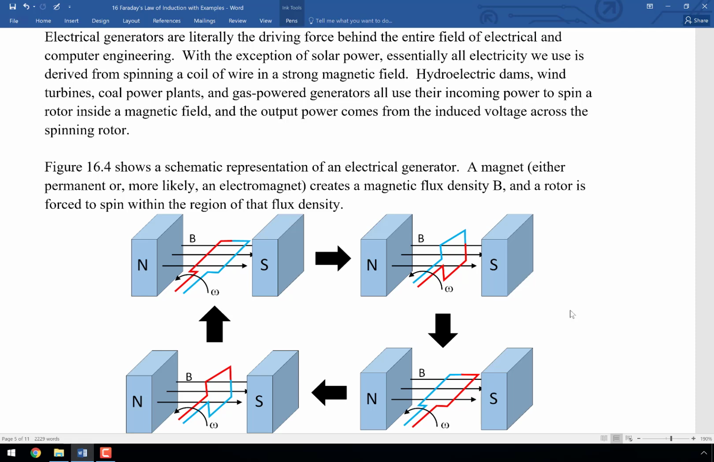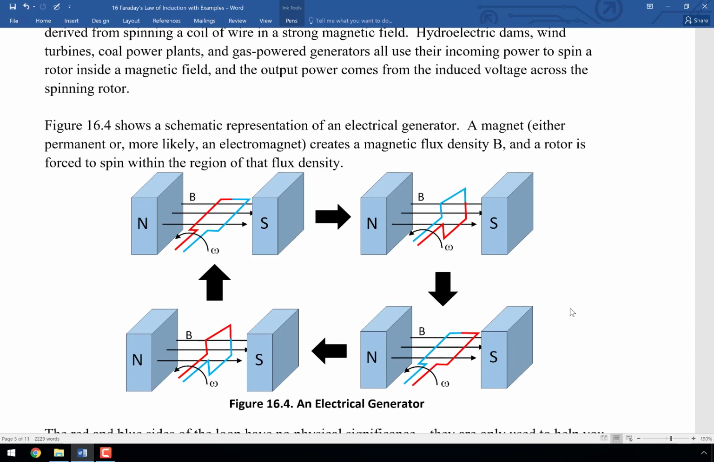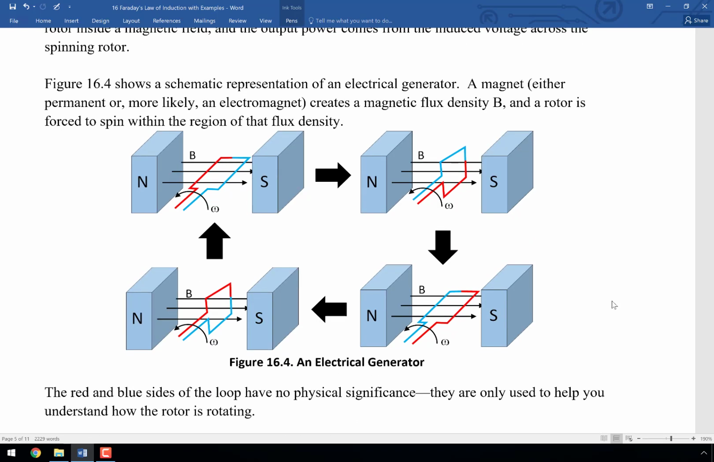Think about a wind turbine, and again, you're causing a wire to spin that's attached to the propellers. A coal power plant. All you're doing is burning coal to boil water to create steam, blow the steam across a turbine to spin a wire inside of a strong magnetic field. Gas-powered generators. I mean, you get the idea. Everything pretty much except for photovoltaic solar energy is going to be using a wire spinning in a magnetic field.